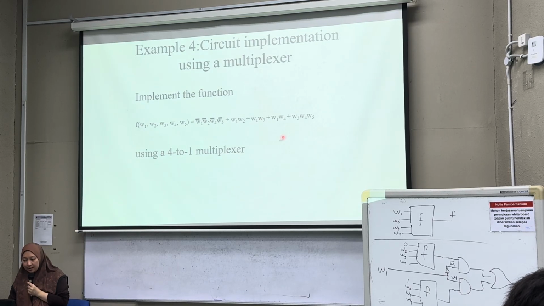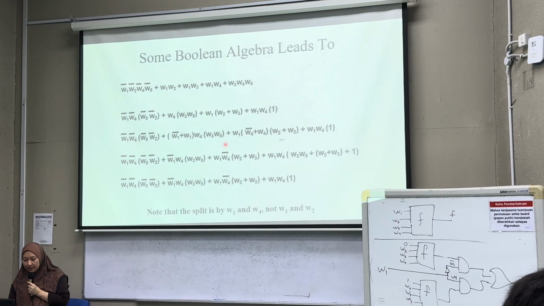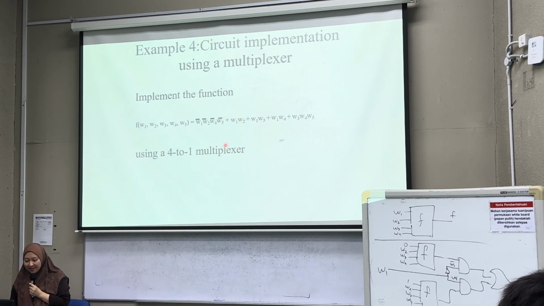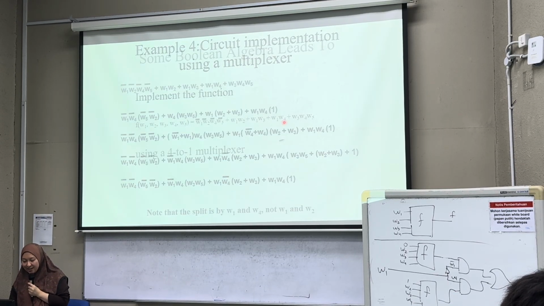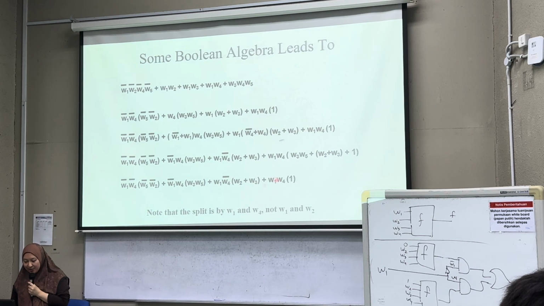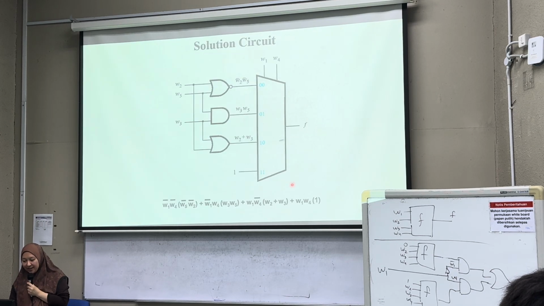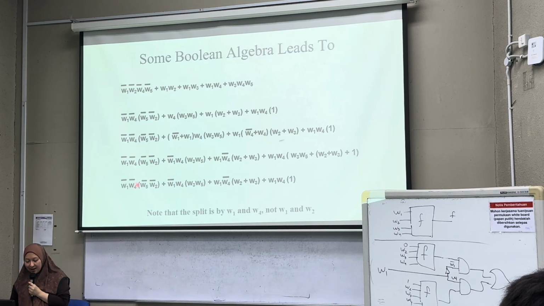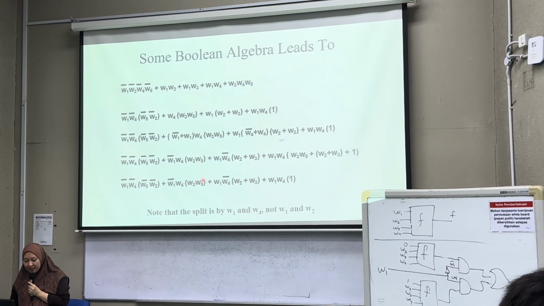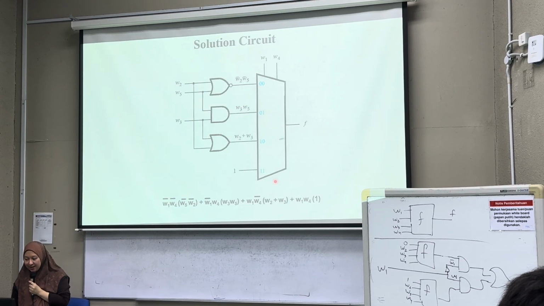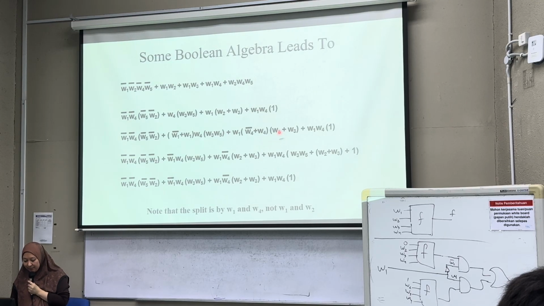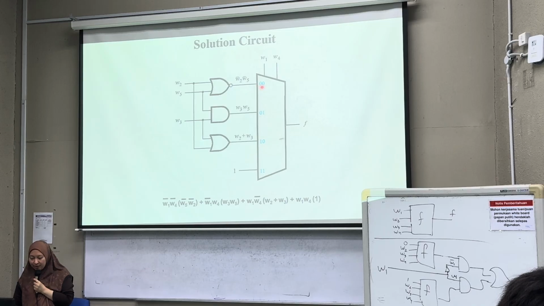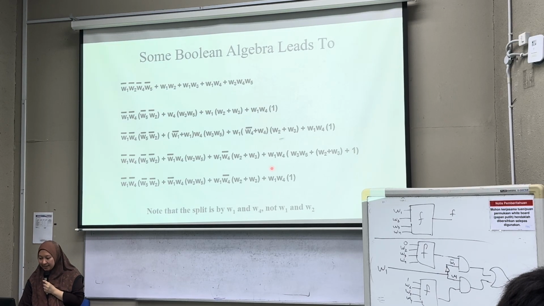Alright. Another example. Implement the function using a 4 to 1 mux. Okay, from this function, you can reduce it as shown here. And from there, you can see my W1 and W4 are my select lines. Okay. So W1 and W4 are my select lines. And yeah, from there you can get your 0, 0, 0, 1, 0, 1, 1. How do I get this?